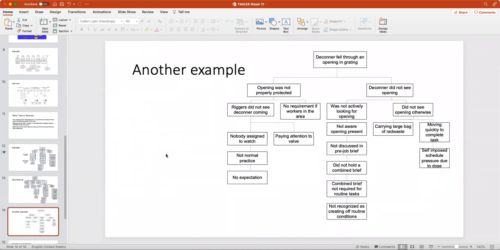Here's another one that I like a lot because it captures especially some of the personnel focused ones. So deconner in nuclear terms is somebody who works for radiological controls who may be decontaminating something. So they fell through an opening in some grating. Well, why? The opening was not properly protected. So it wasn't like a cover on it, and they didn't see the opening. Okay, why wasn't it properly protected? The riggers did not see the deconner coming, and there's no requirement if workers are in the area to properly protect or cordon off the area.